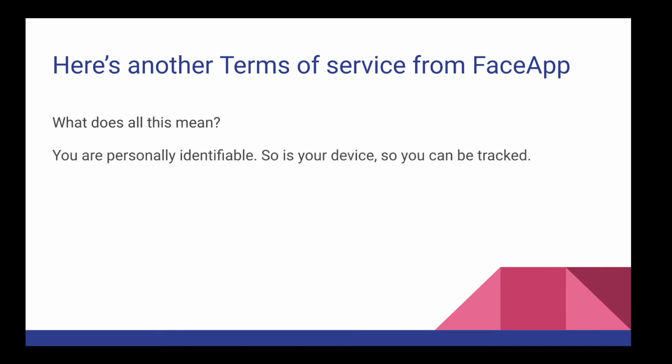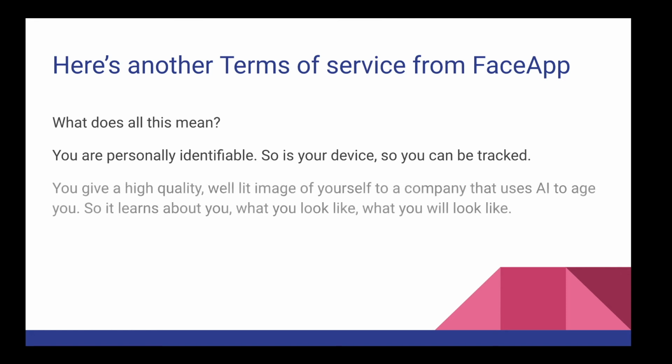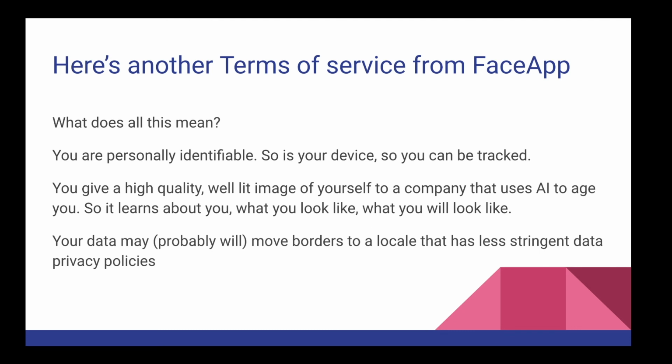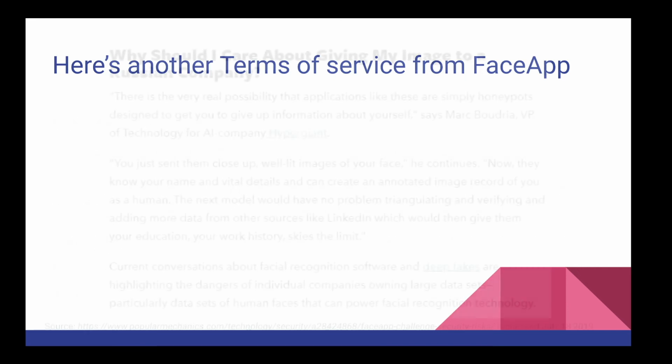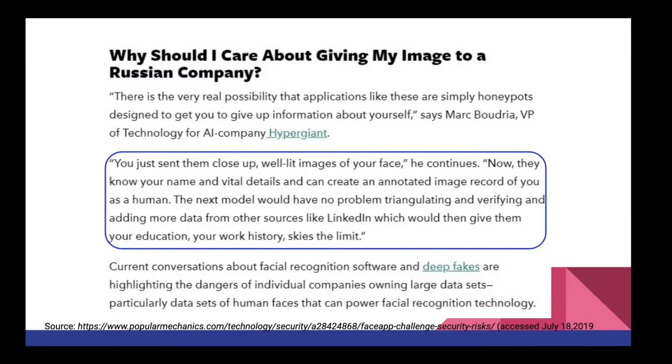So what it all means, you're personally identifiable. So is your device, and you can be tracked. You give a high quality, well-lit image of yourself to a company that uses AI to aid you. So it's learning about you, what you look like, what you probably will look like. Your data probably will move borders to a locale that has less stringent data privacy settings. Your mugshot is going to be used to train AI bots for who knows what purposes. Is that a good thing? Probably not. This is why we wouldn't do it.